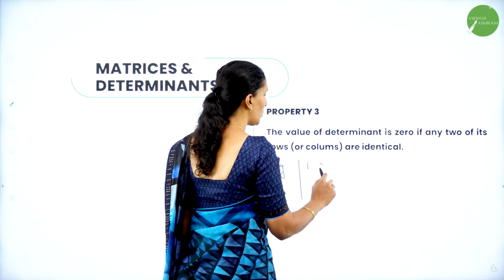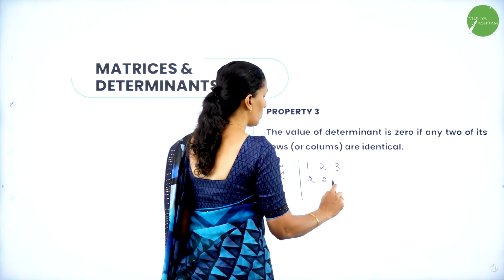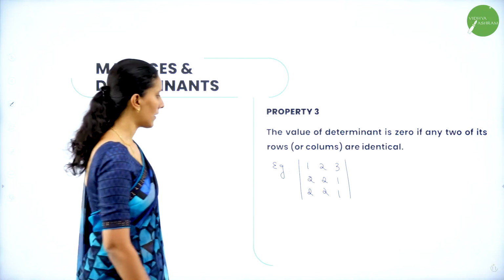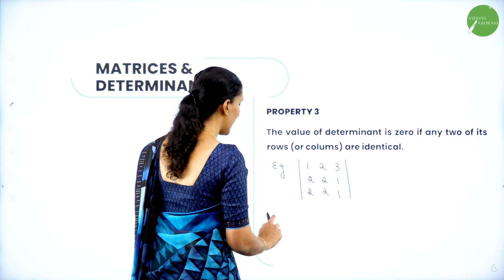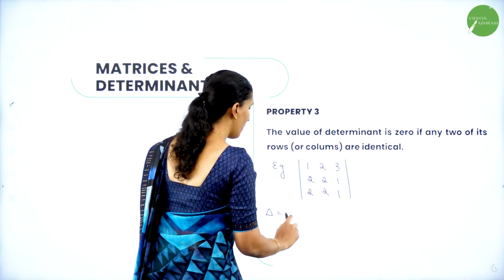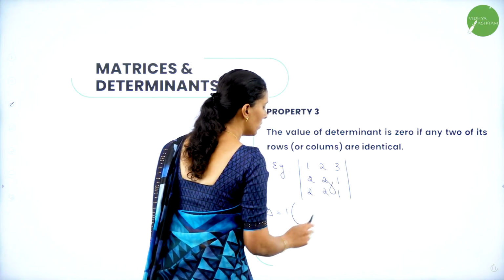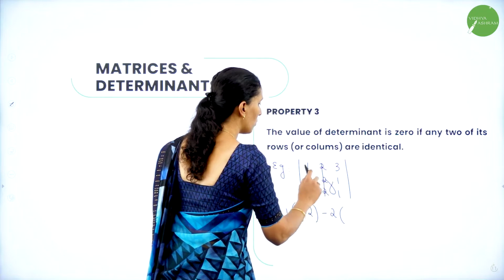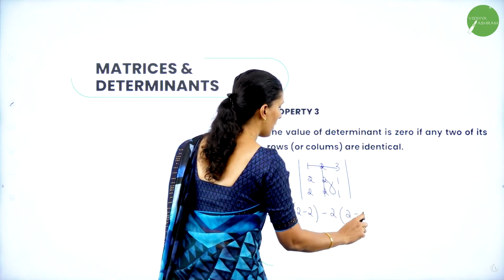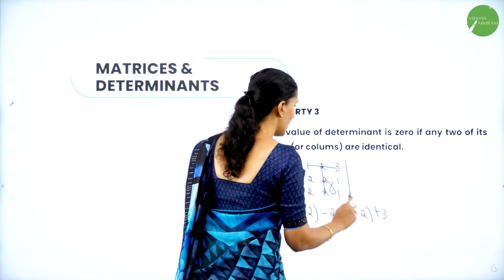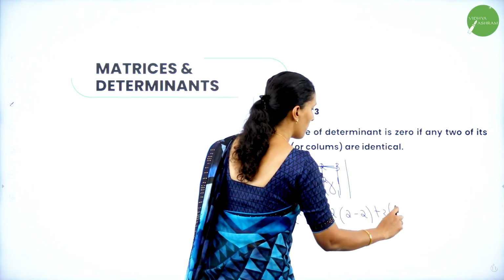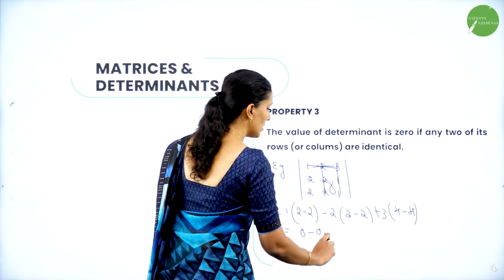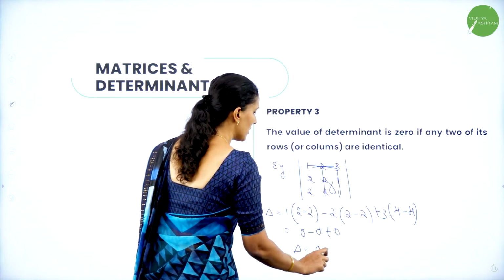So, we have 1, 2, 3, 2, 2, 1, 2, 2, 1. This is the determinant I need to calculate. Let me see what happens here. Let me take it as delta. Here I have 1 into (2 ones are 2, minus 2), so that is 2 minus 2. Next, minus 2, leaving the row and column here: 2 ones are 2, minus 2 again. Next, the last one, plus 3, leaving the row and column: 2 twos are 4, minus 4. So clearly the value is 0 here, 0 here, 0 here. The determinant value is 0.